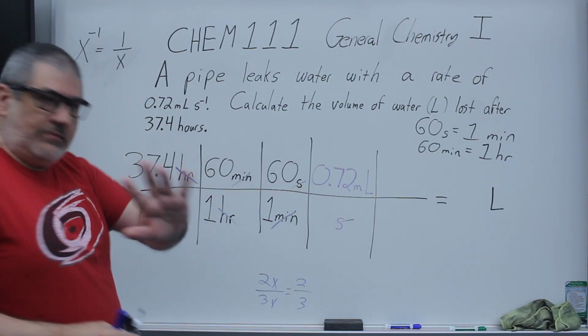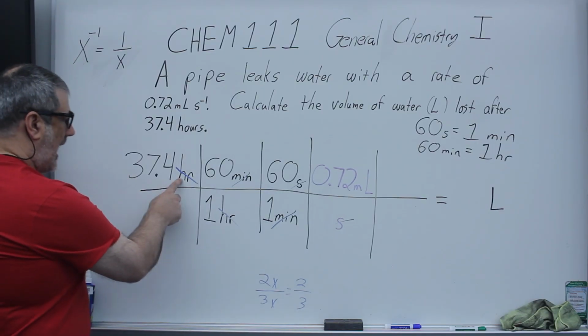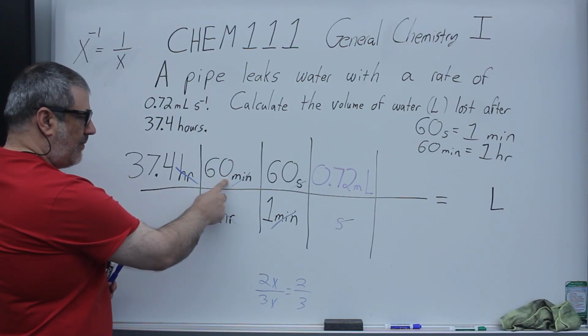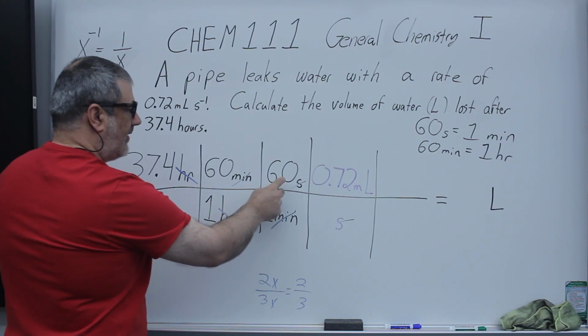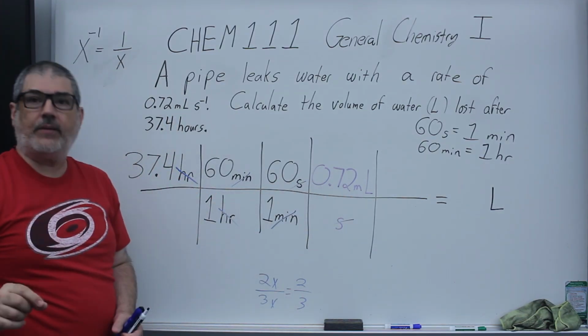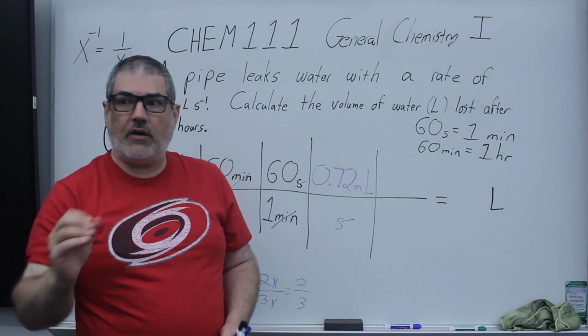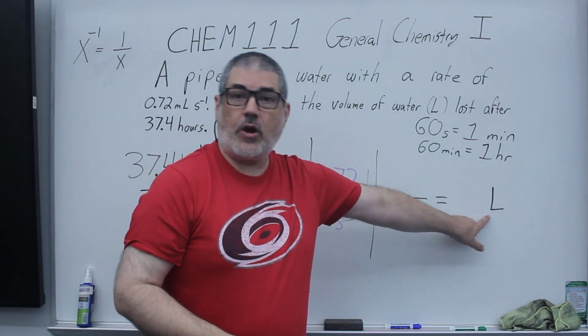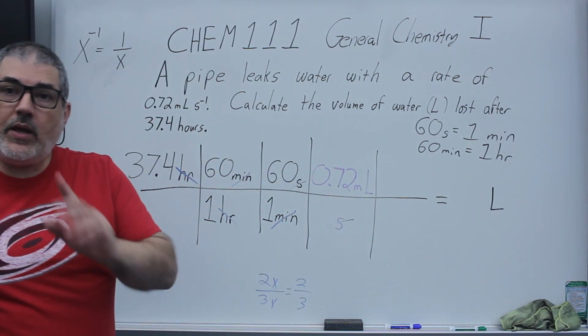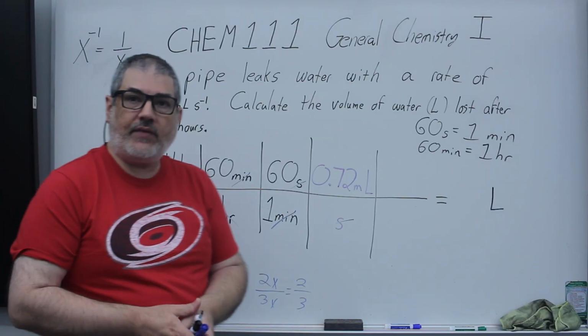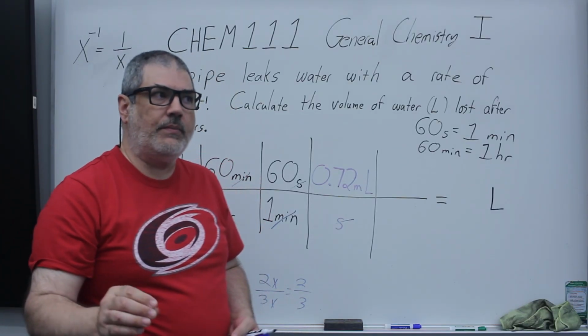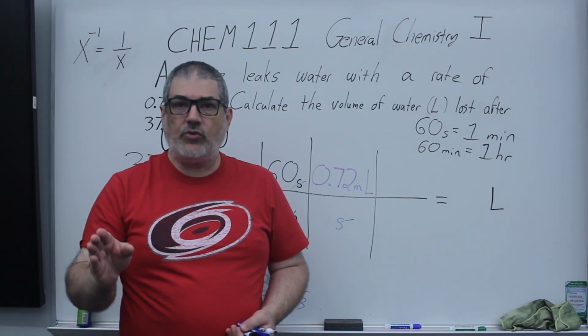Okay? Again, hours cancel, we have minutes. Minutes cancel, we have seconds. Second cancels, now we have milliliters. Milliliter is a unit of volume. We're trying to get to liters. We will cover this in class. The metric system is a very, very useful unit of measure.